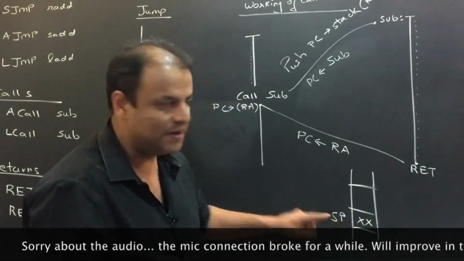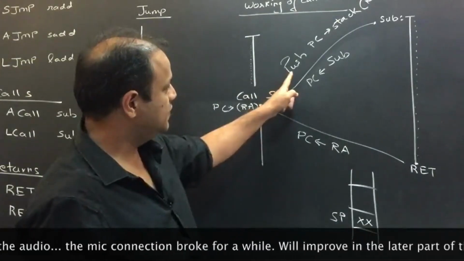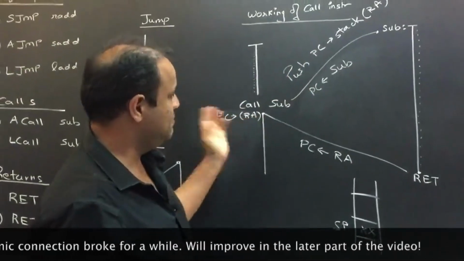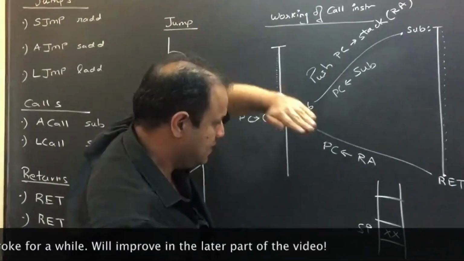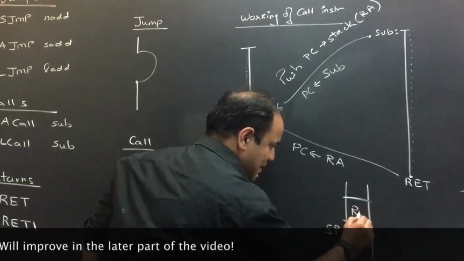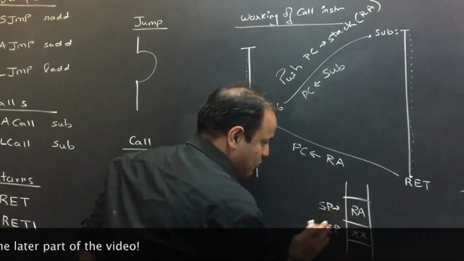The top of stack is pointed by SP. So what will the processor do? It will push the value of PC. PC means return address. It will push this return address into the stack. It will come at the top of the stack, and SP will now point over here.